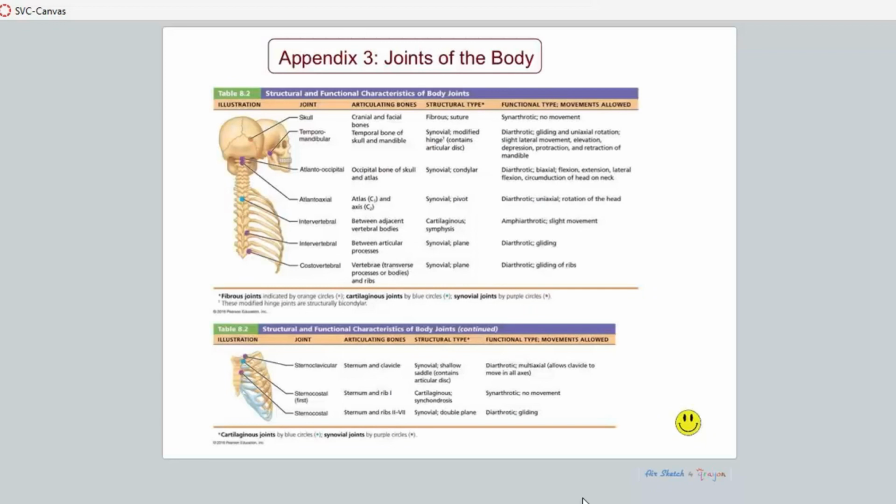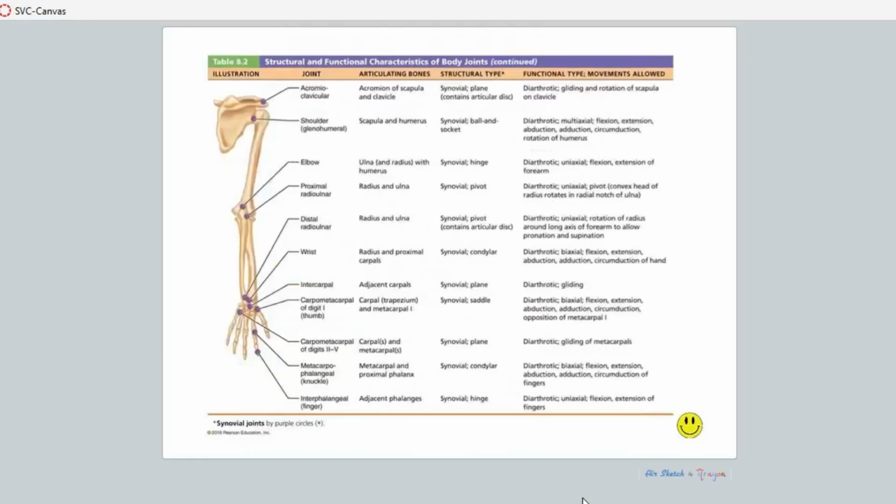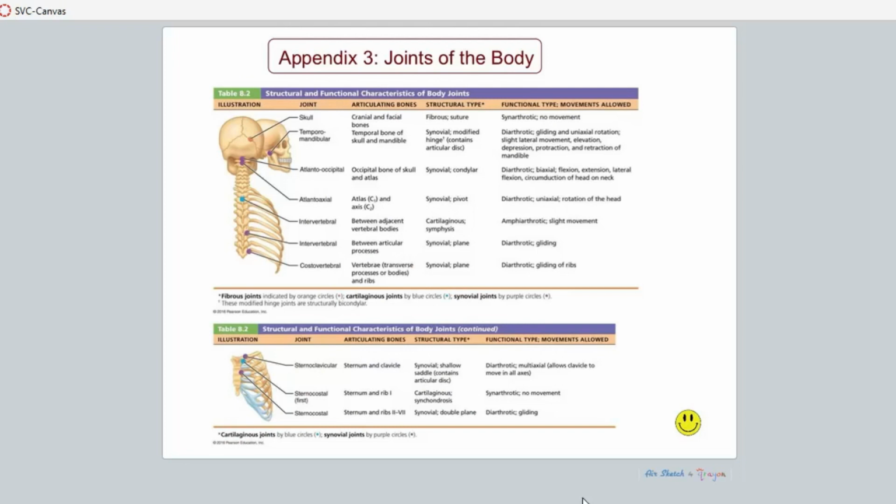And then what these last few slides are, as the name says, this is an appendix of the joints of the body. So basically these are all the different types of joints that you find in the body, and it's a good reference. Obviously you don't have to memorize these, but it's a good reference. So for instance, here we are at this joint there, which is found in the skull. These are the articulating bones. It's a fibrous joint, a suture joint, and then it tells you what type of movement it has.